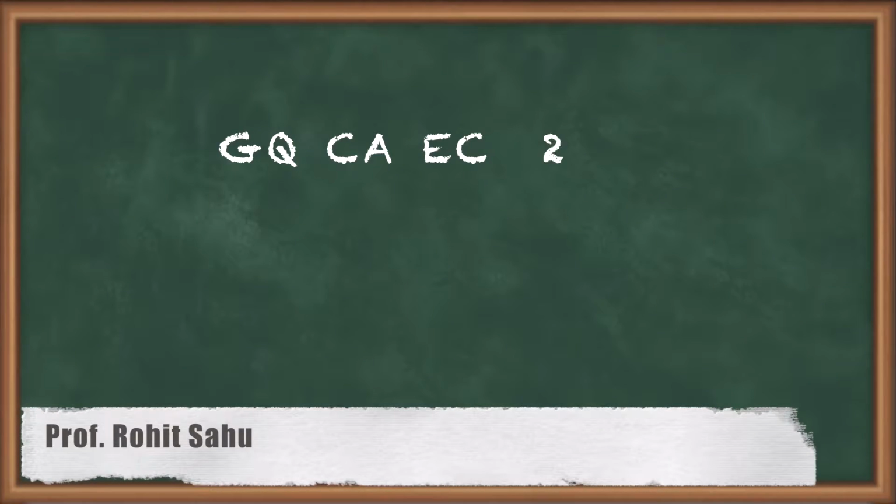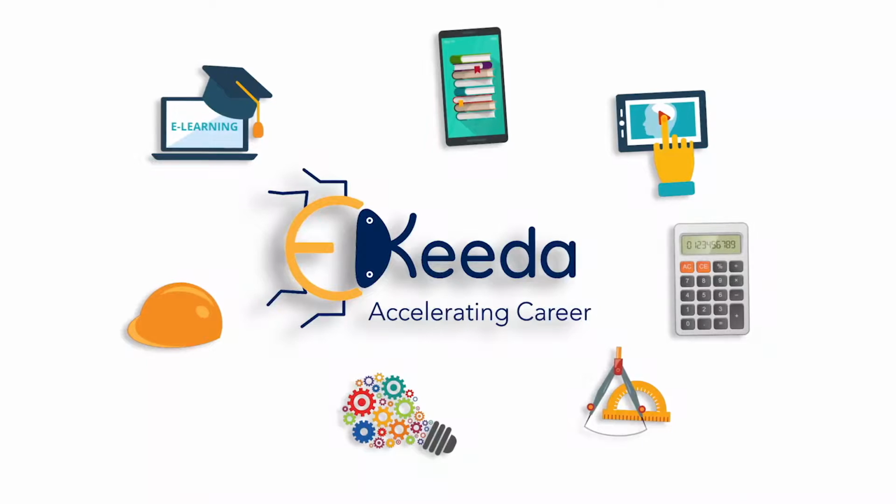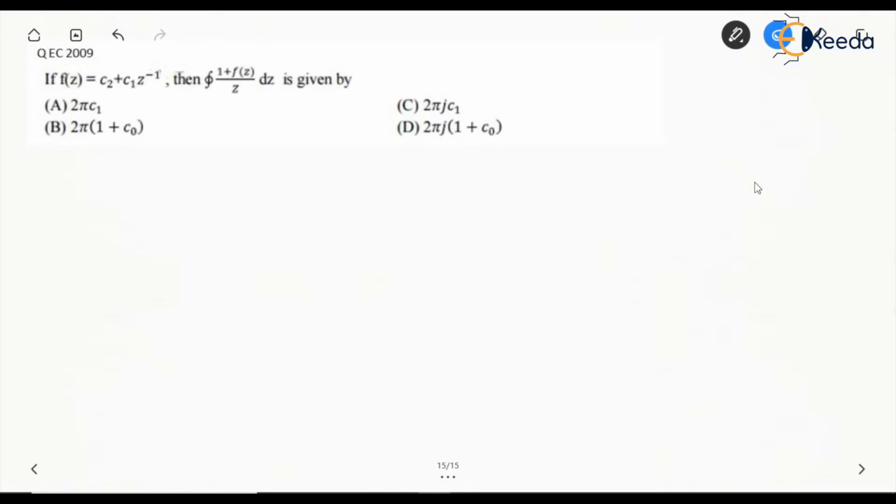Hello everyone. In this session we'll see a GATE question from 2009 and it is based on the residue theorem. We need to calculate the contour integral of this function, 1 plus f of z by z dz. We know this as per the residue theorem.